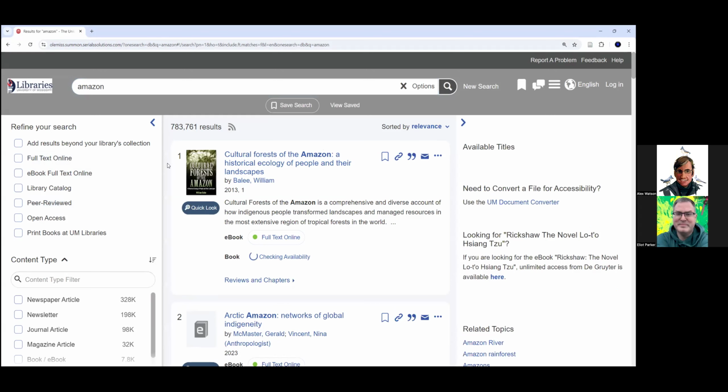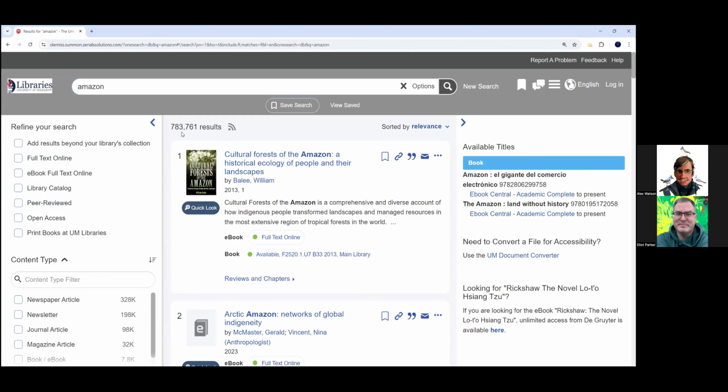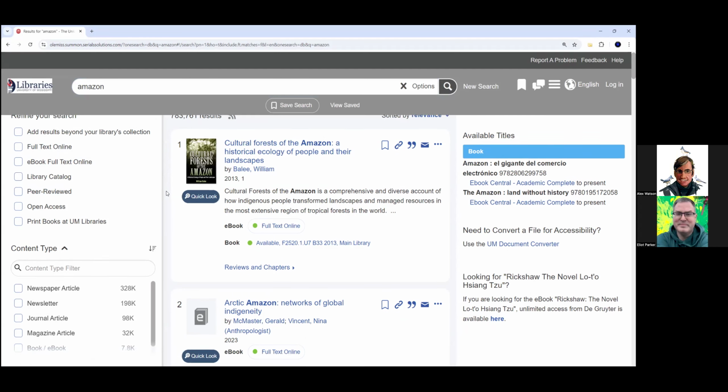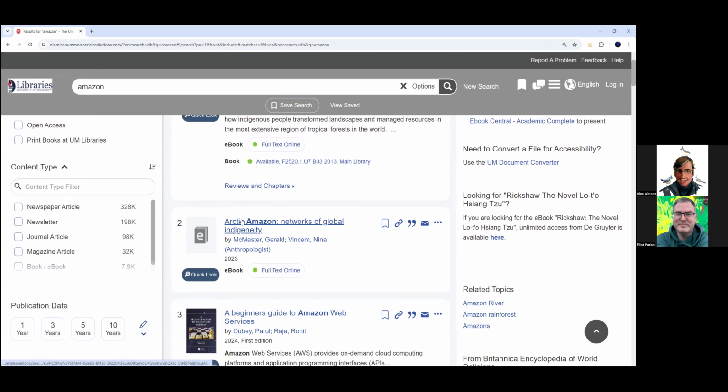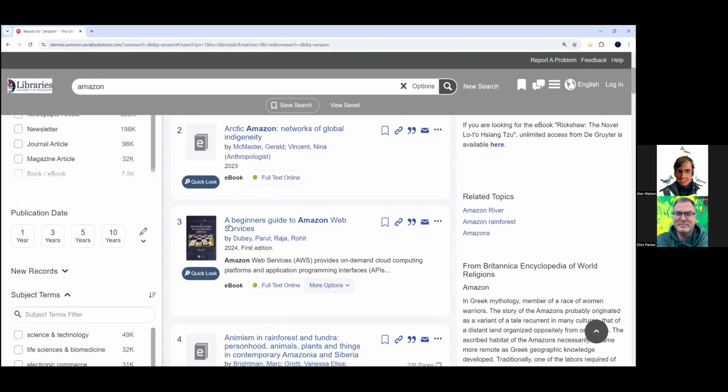you will quickly note that we have, first of all, a large number of results, but second of all, you can see that these are not the type of results that we are interested in. We have to go all the way down to the third one to find somebody talking about something that isn't the Amazon rainforest. And in this case, it's a user guide to Amazon Web Services, which is something that you probably won't need to know about unless you are in computer science.